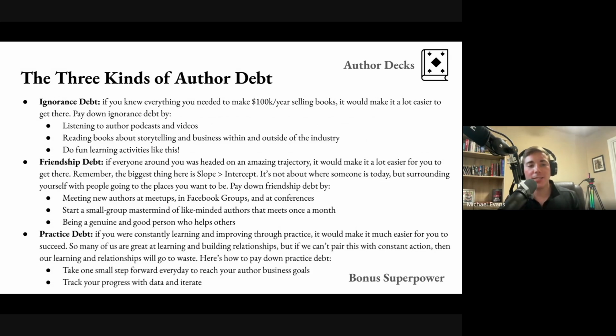Ignorance debt is if you knew everything you need to make 100K a year selling books, right? It would be a lot easier to do that. This is knowledge. We pay that down by watching podcast videos, reading books, doing fun things like this. I hope this is fun. If it's not fun, sorry. But you could do things like this and hopefully learn. Okay, great. If you're here, you're already learning a lot.